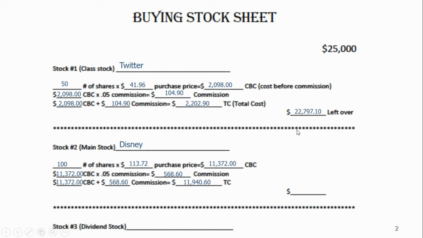Now I did all of that to show you what to do with your leftovers. So we had $22,797.10 left over. We spent another $11,940.60. So we're going to subtract this from this to get our new leftovers. And our new leftovers are going to come in at $10,856.50. Does that make sense? Yeah?